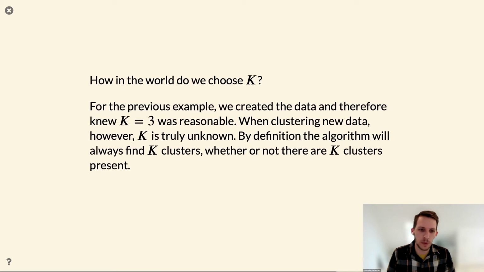The whole algorithm is built on a user-specified number of clusters. We generated the data that we used for the previous example, so we knew that K equals 3. But if you have some new data set that you're looking at, trying to find clusters within that data, the fact of the matter is you will have no idea what K is. There's no way to know. That's why you're performing clustering in the first place. But nevertheless, and this is a downside of K-means, because you have to input some number K, you will always find K clusters, whether or not there are K clusters actually present.